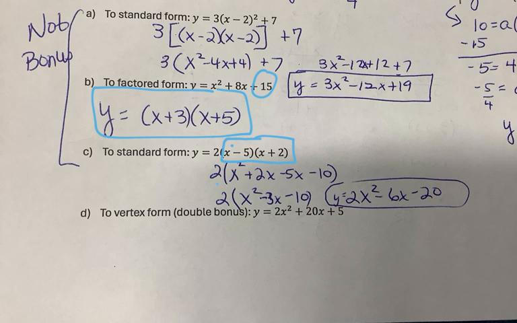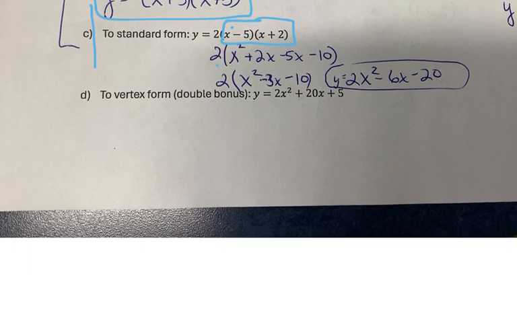Now, letter D here, to vertex form, this is going to require completing the square. So your first step is to pull out the a. So that gives us x squared plus 10x and plus 5 out there. And now, magic number here, half of 10, which is 5, has nothing to do with that 5 over there. Half of 10 is 5. 5 squared is 25. But I've got to put a plus and a minus.